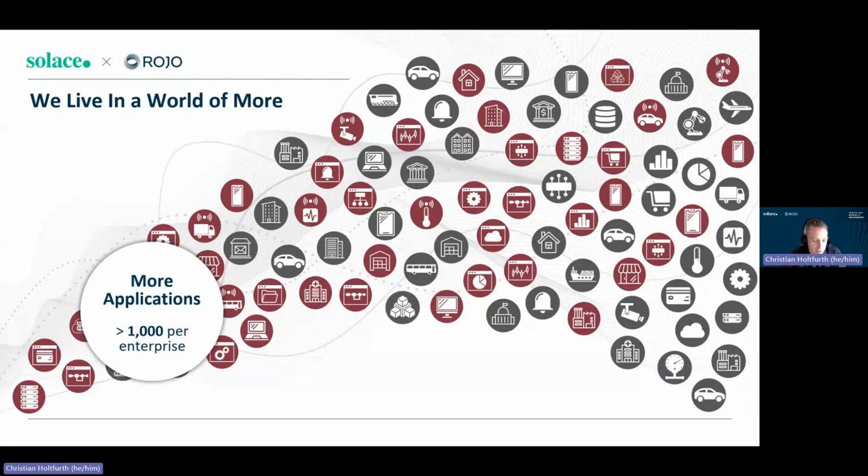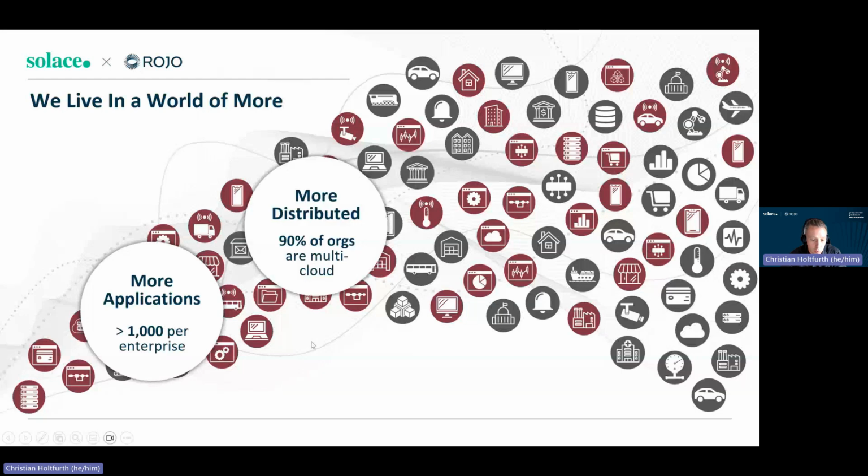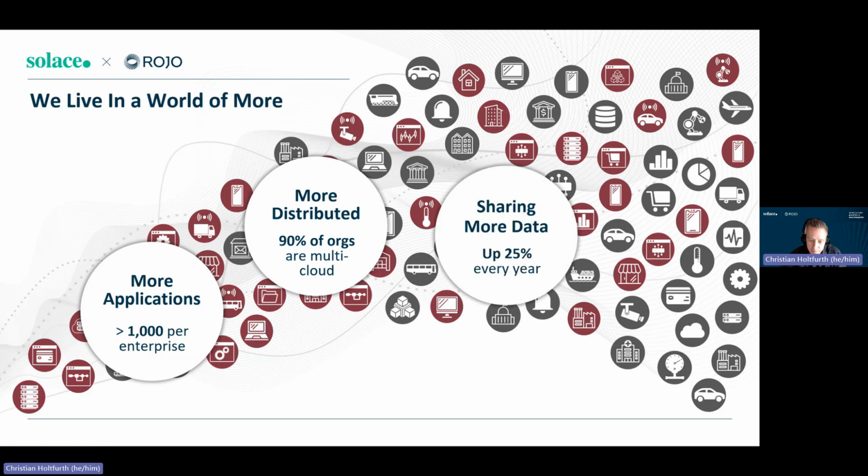More and more enterprises have more and more applications. On average, there are over 1,000 per enterprise. We have more and more distributed systems. So 90% of organizations are using multi-cloud or hybrid cloud deployment. That means the systems are no longer just in one data center, all close to each other. They're distributed across regional sites, data centers, sometimes even cross-regional in different parts of the world.